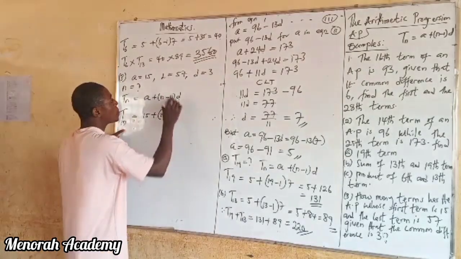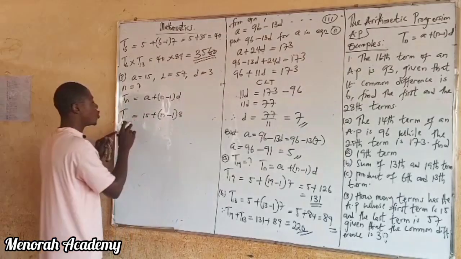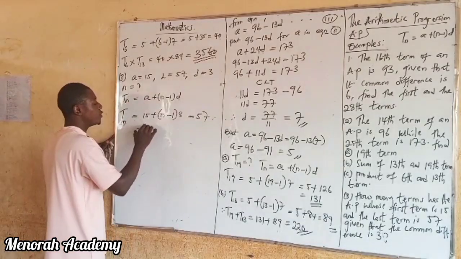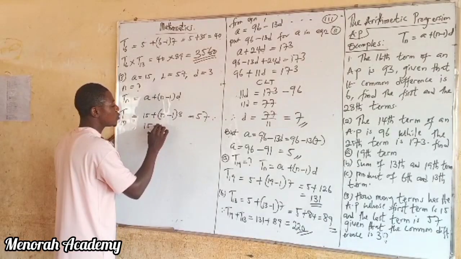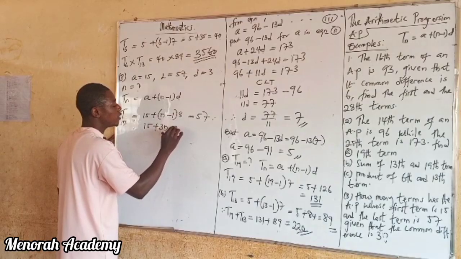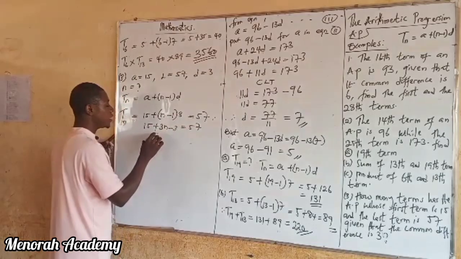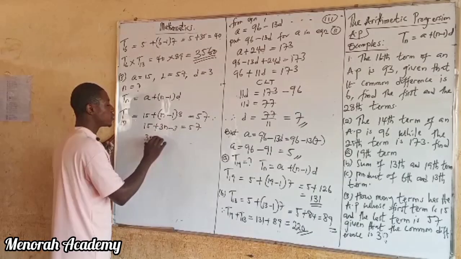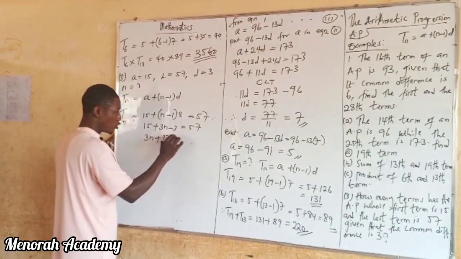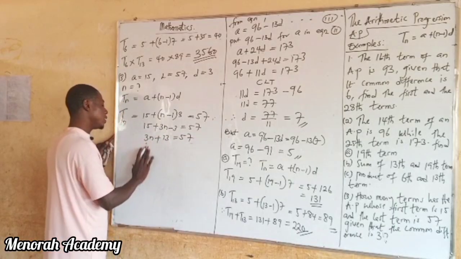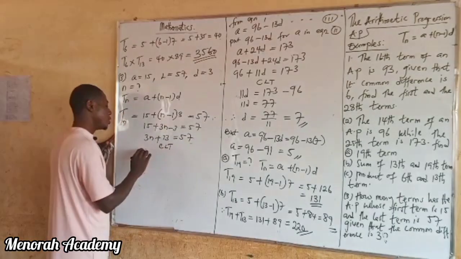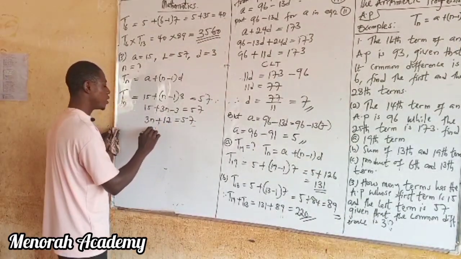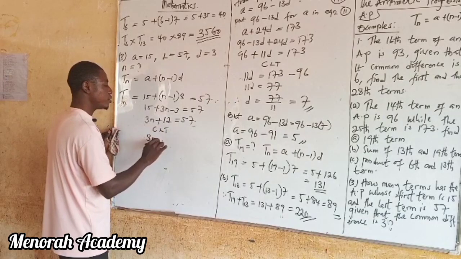Then our d is 3, and this last term is given to be 57. So now we are going to have 15 plus 3 times n minus 1, which is 3n minus 3, equal to 57. So here we have 15 minus 3, plus 3n, equal to 57. So collect like terms. 15 minus 3 is 12. So 3n is equal to what?